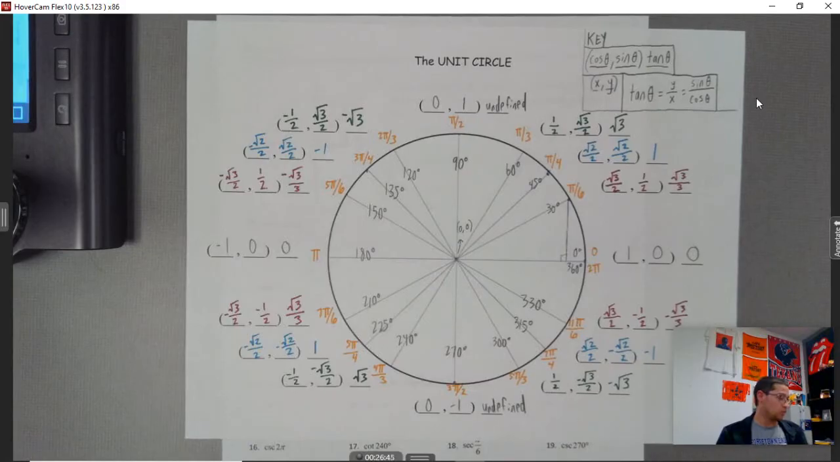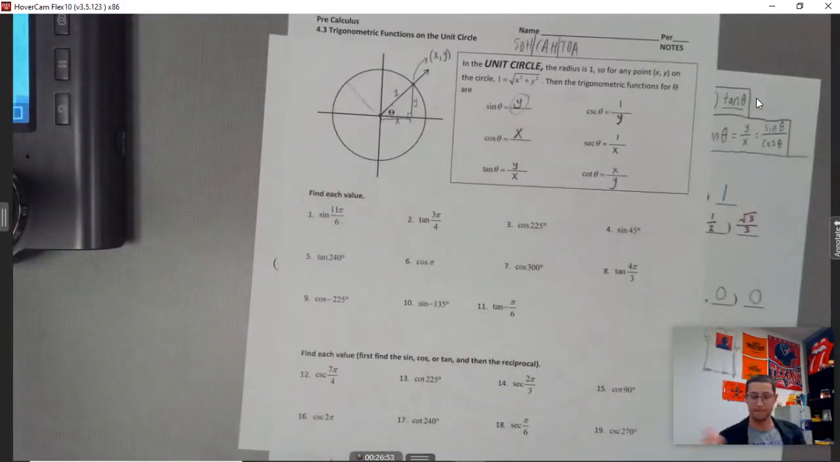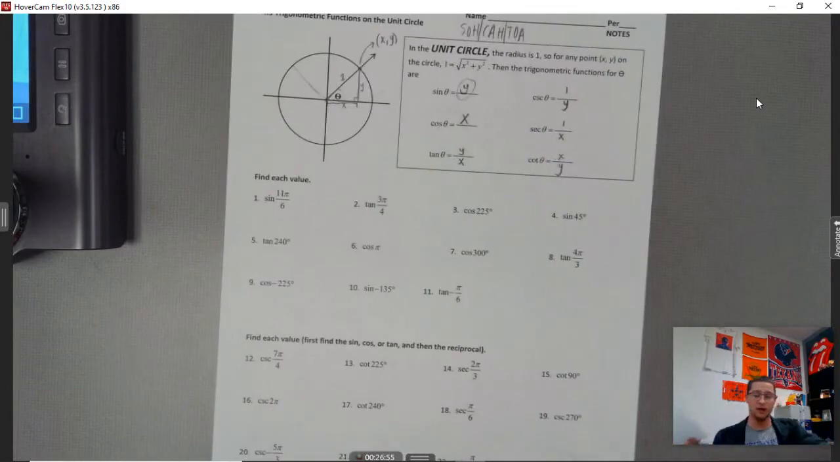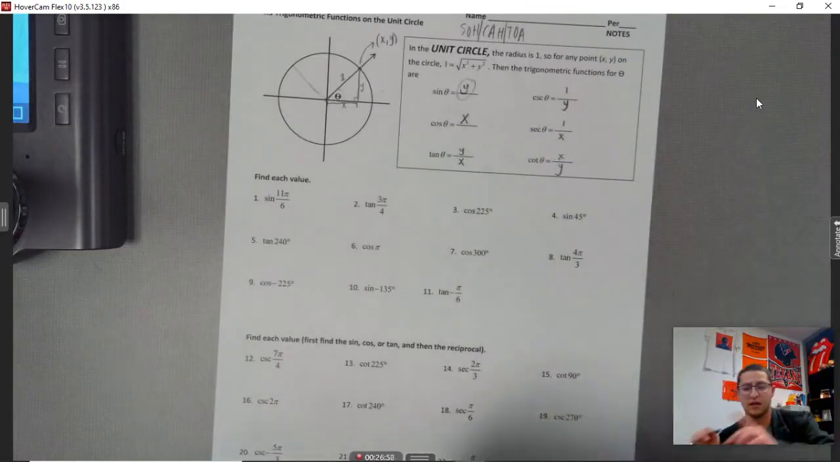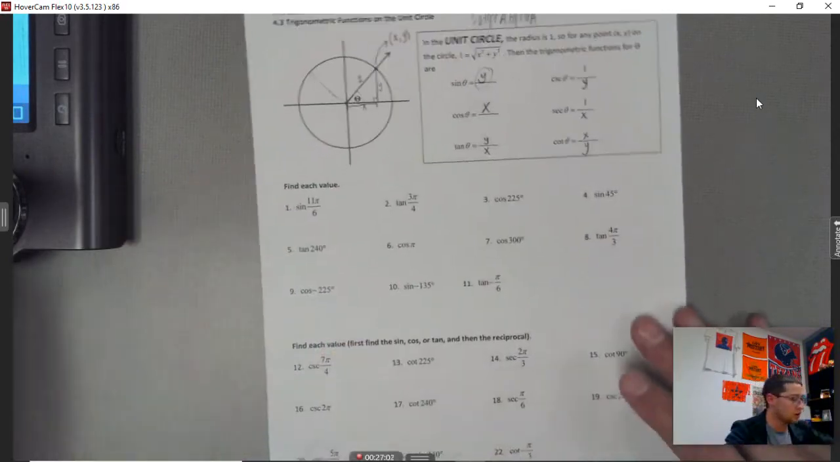Now, let's look at some exercises where you're going to be using the unit circle to get values quickly. And that is this right here. I'm going to keep my unit circle handy, especially when we don't know it in the beginning. Important to keep your unit circle handy. So let's go ahead and start with this.